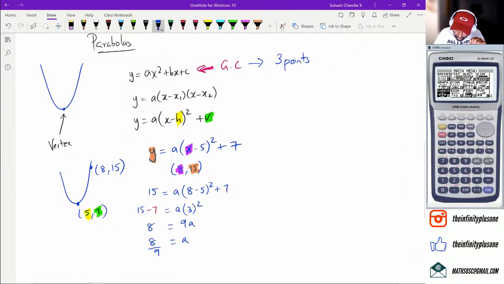So the equation is 8 over 9 times (x minus 5) squared plus 7. So that's basically in vertex form.